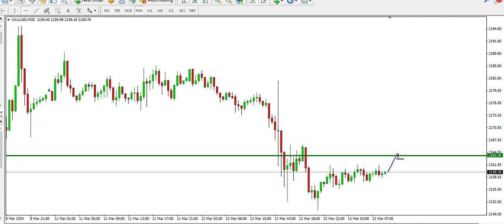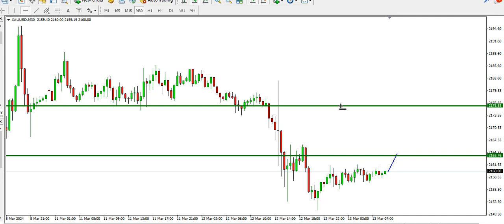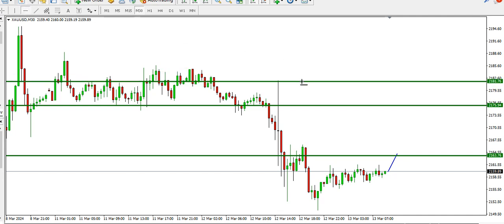That might push price down. We are talking about the 2163 area. The sellers are waiting around here. Some sellers are also waiting around 2175, while some are waiting at the 2181 level. Of course, this level was tested yesterday, and sellers picked price and pushed price back down.